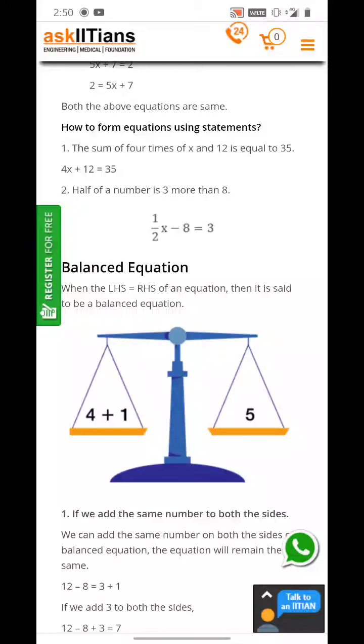Now second is, half of a number is 3 more than 8. You are given any number; half of a number is 3 more than 8.